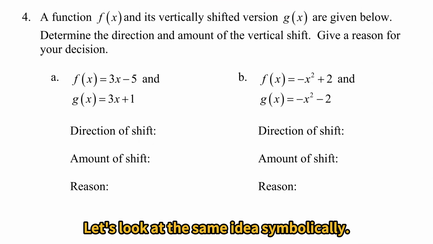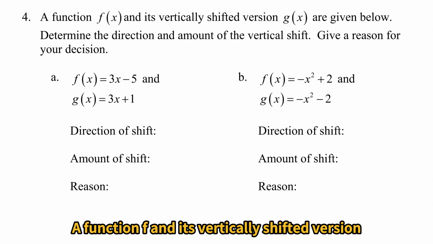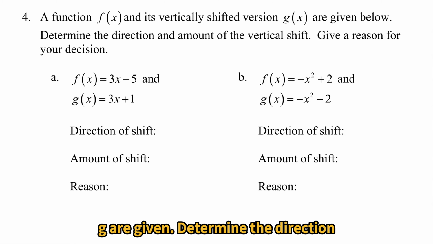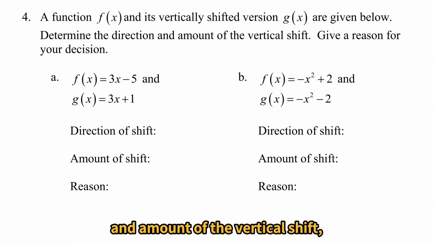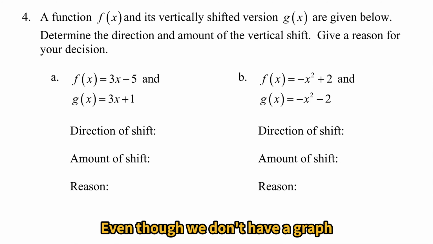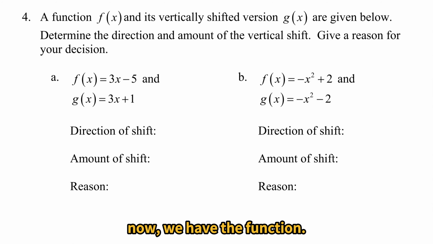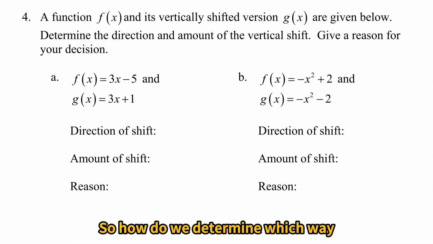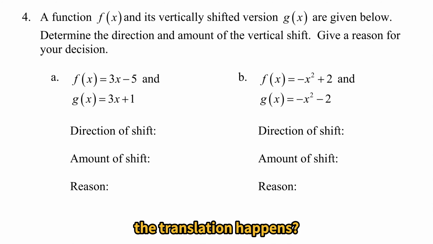Let's look at the same idea symbolically. A function f and its vertically shifted version g are given. Determine the direction and amount of the vertical shift, and give a reason. The same idea here. Even though we don't have a graph, now we have the function. So how do we determine which way the translation happens?